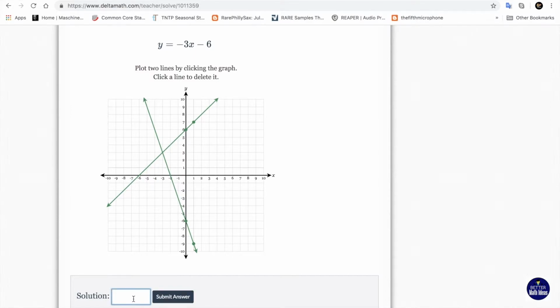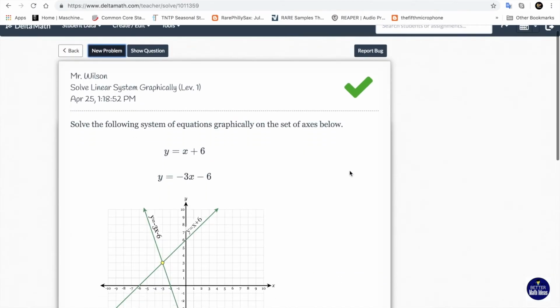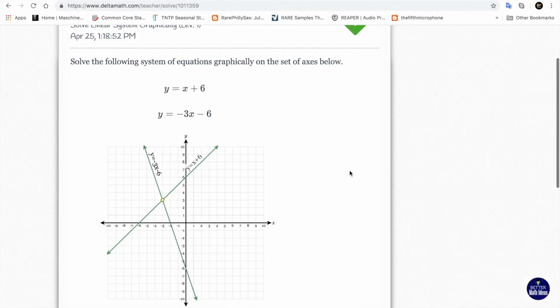So if they type in the correct coordinates, we have 3 to the right, left, and 3 up: positive 3, negative 3, positive 3. Submit that answer. And it's just, again, a great check for understanding. If you're in front of students, do we agree? Having that opportunity to build that conversation before proceeding. If it's yes or no, let's see. So it gives us that feedback. That's very important.